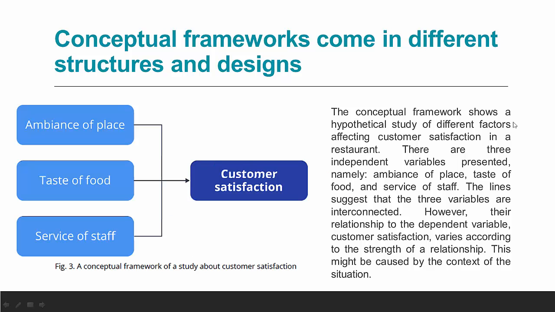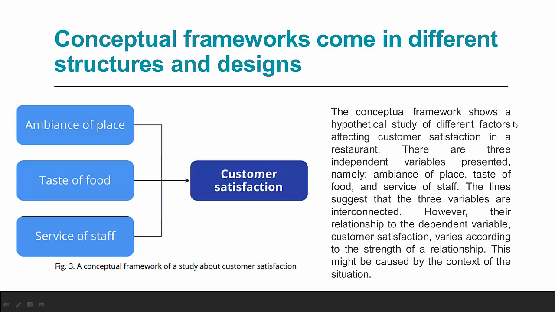So we have here the conceptual framework that shows a hypothetical study of different factors affecting customer satisfaction in a restaurant. There are three independent variables. So what are these variables? Ambience of place, taste of food, and service of staffs. The line suggests that the three variables are interconnected or related to the customer's satisfaction.